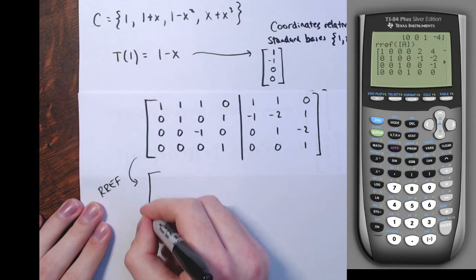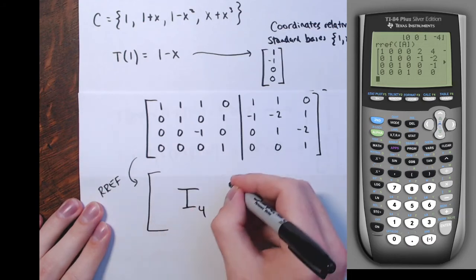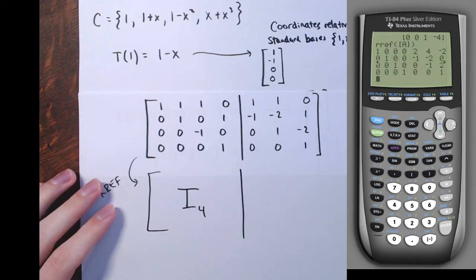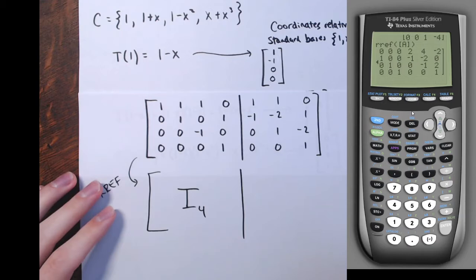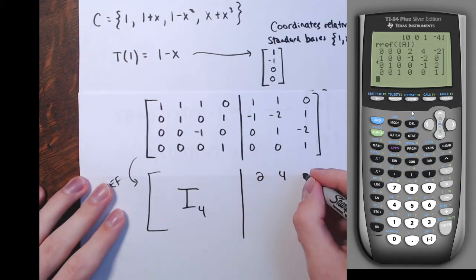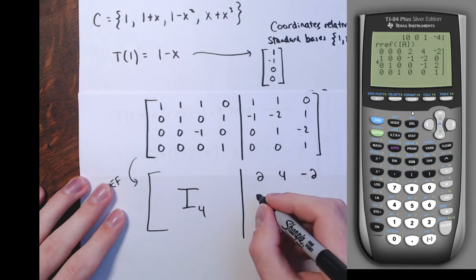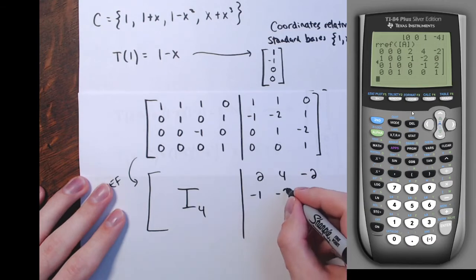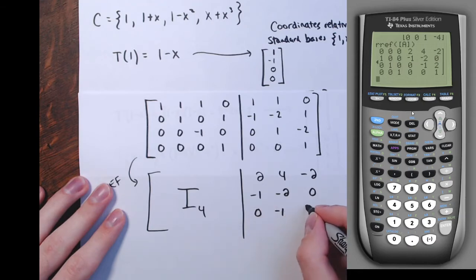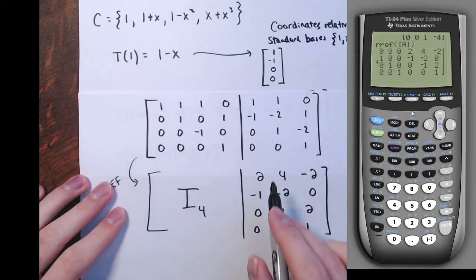Again, on the left side here, I got the 4 by 4 identity matrix. And on the right side is that matrix representation of T relative to bases B and C. So 2, 4, negative 2, negative 1, negative 2, 0, 0, negative 1, 2, and 0, 1. And again, remember what this means.